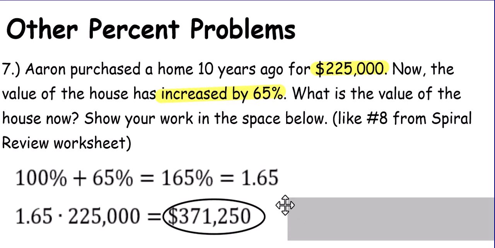that's going to be $371,250. Hopefully this set of example problems will help you in completing the spiral review practice problems that you have on that spiral review worksheet.